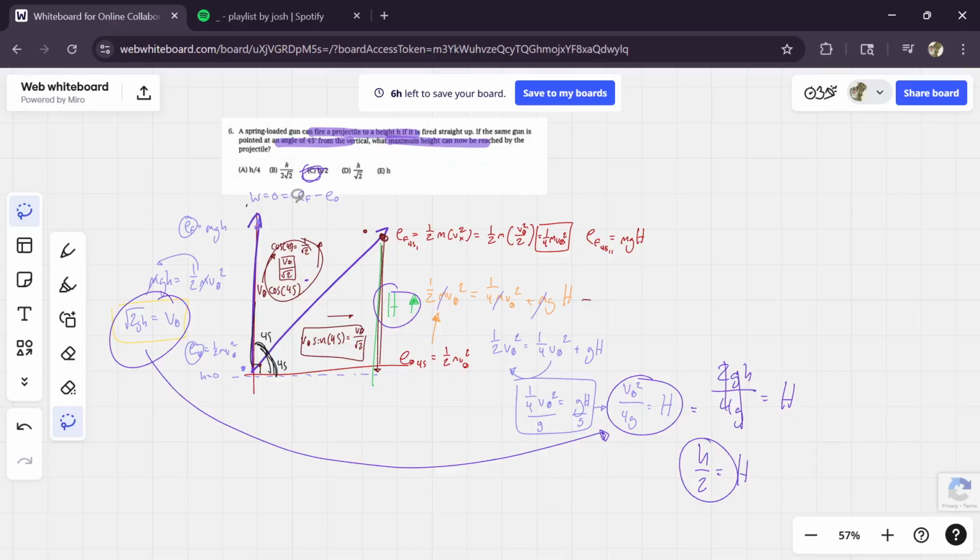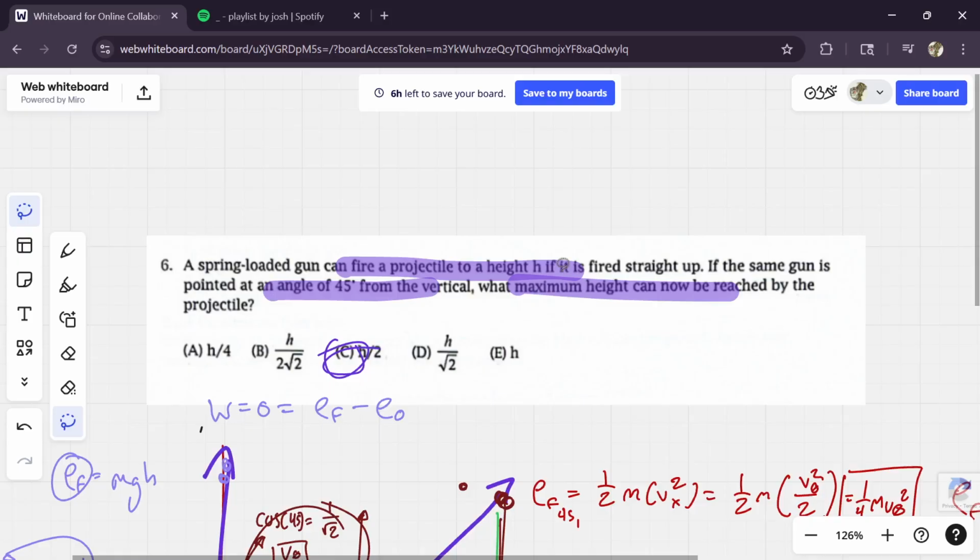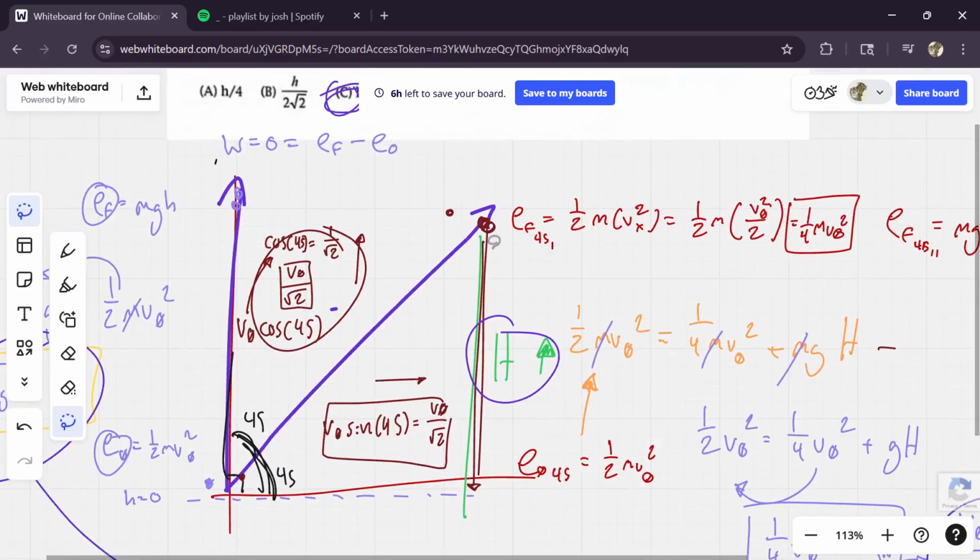So essentially, when you're looking at this kind of question, you want to decompose it, right? So if it's giving you the initial height and asking you for the new maximum height, you're going to use one height to solve for the other.